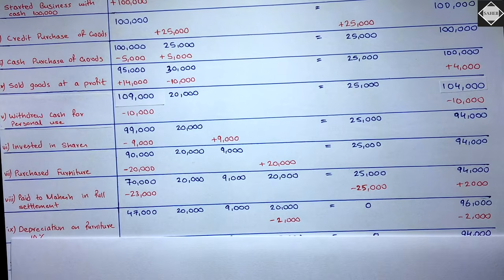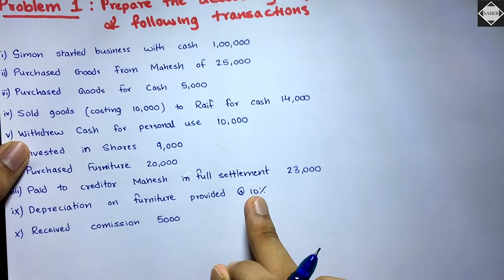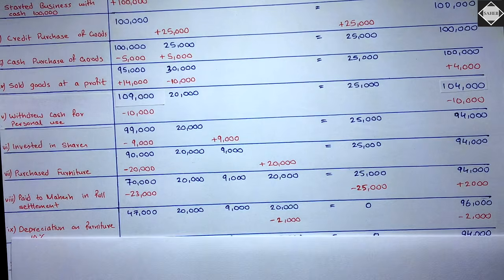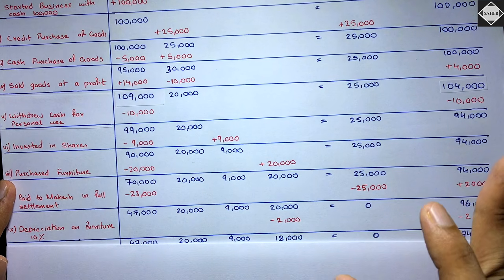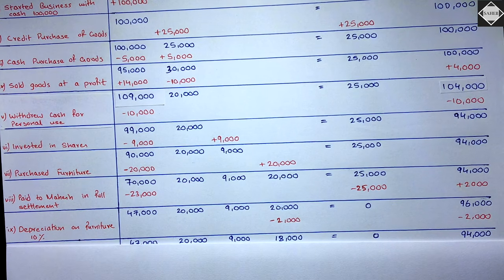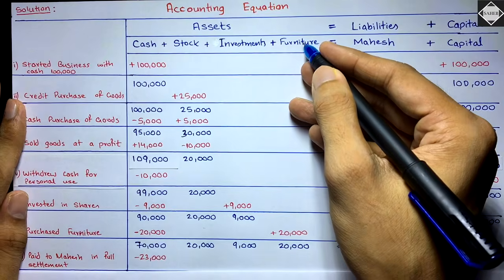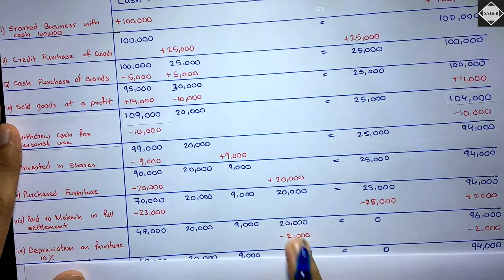Yes. The next transaction, depreciation. Depreciation of furniture provided at 10%. 10% of this furniture 20,000, that is equal to 2,000. So see here, depreciation on furniture 10%. What you will do? It's really simple. Depreciation is fall in the value of the asset, right? Every year we reduce the asset by depreciation. So see here we have furniture, right? So furniture value was how much? 20,000. So we reduced it by 2,000 because that was the depreciation amount.